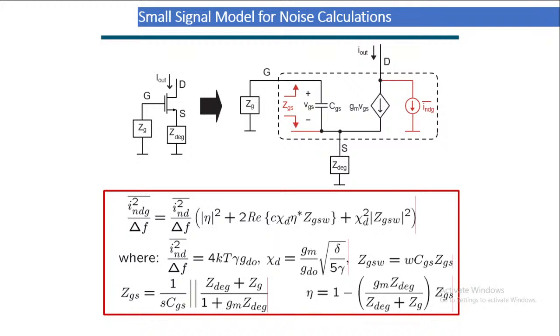The left figure is the actual figure. You have the device, and there is current coming through the drain to the gate and going out through the source. The impedance at the gate is ZG, the gate impedance, and ZS is the source impedance connected to the source. These impedances can be a combination of resistor, capacitor, and inductor.